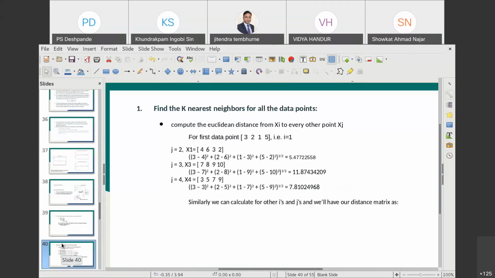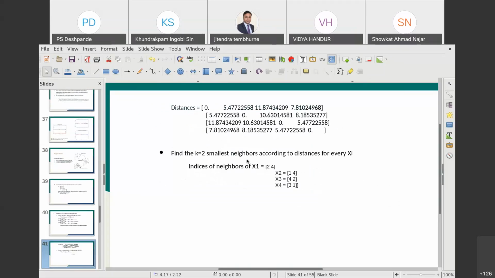Then for each point, we'll calculate the distance to every other point using the Euclidean distance formula, so you will get this distance matrix. And then we'll choose the 2 nearest neighbors for each point. For x1, the points 2 and 4 are near. For x2, the points 1 and 4 are near. And for x3, the points 4 and 2 are near. So we'll have the nearest neighbors. If k is 2, then we'll take the 2 nearest.